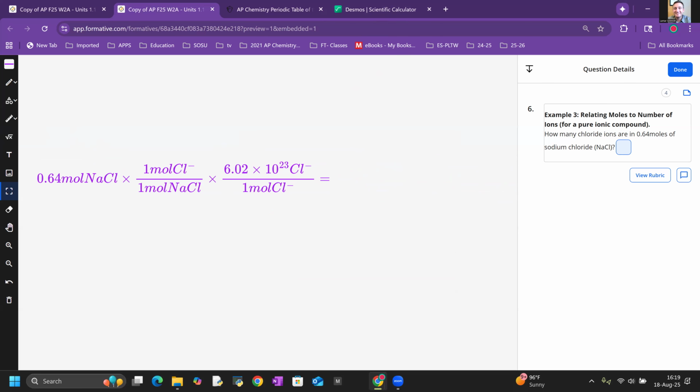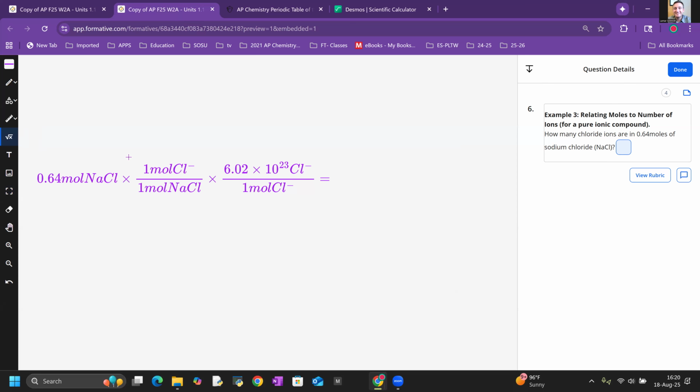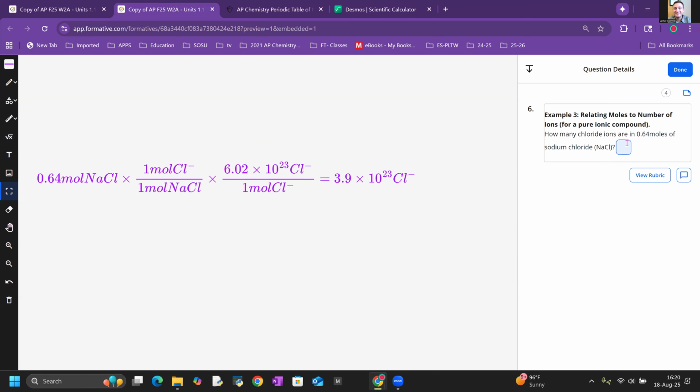All right, so let's change this up. We see 0.64 times 6.02 times 10 to the 23. I already have this in my calculator, so let's not make it hard on ourselves. And then we end up with this value here. Control V. And then we're going to have 2 sig figs, 3.9 times 10 to the 23rd. And then we see Cl, and then minus or 1 minus. They will all work. And then just make sure we copy this and paste it into the response box so we get credit. So we are done there.